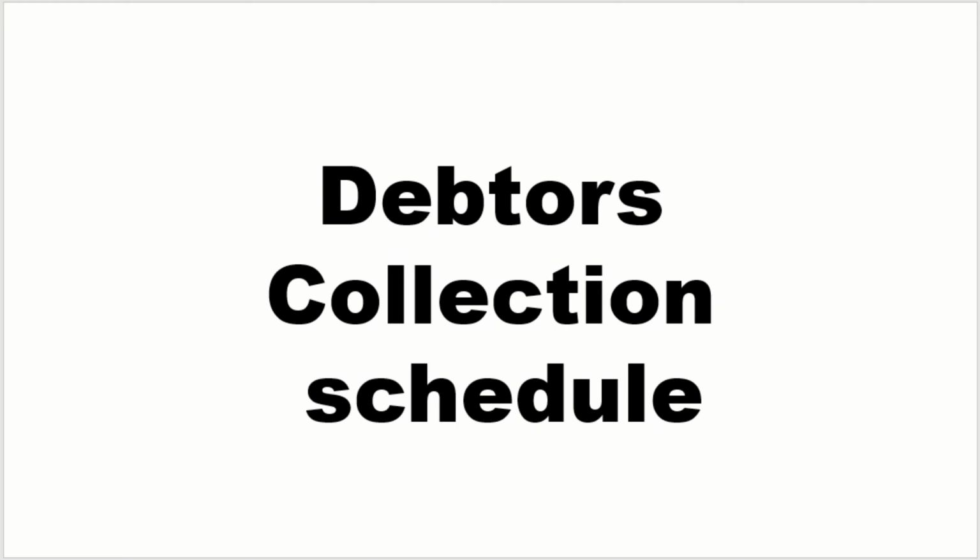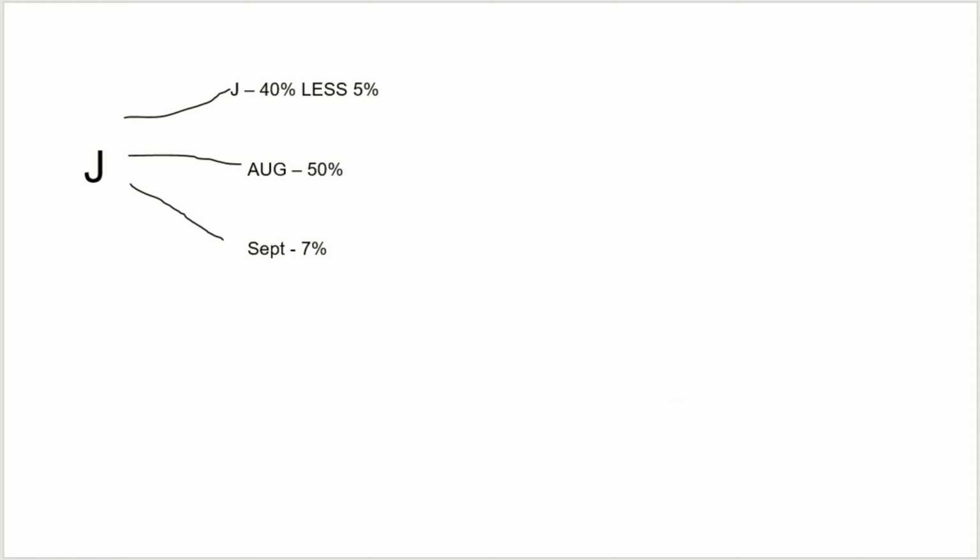So in the last video, we were looking at how to prepare the debtors collection schedule. We left the last lesson on how to draw out the stem and branch. Now, after determining which month is your stem and which months are your branches, you're then going to look for which months we are preparing the collection for.